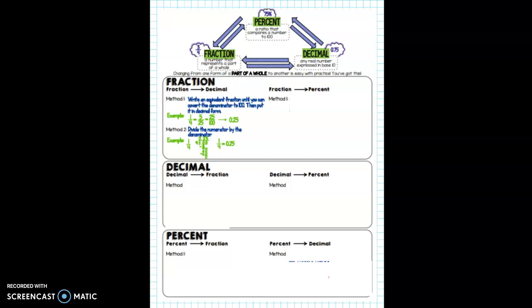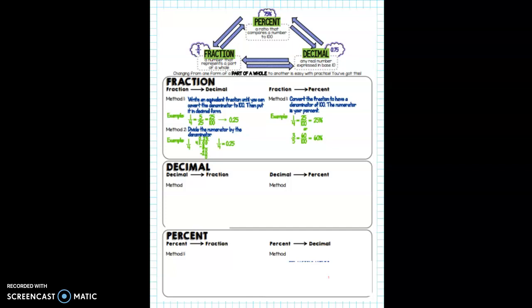Fractions to percents. Once you have a decimal, it's easy to change that to a percent. Convert the fraction you have to a denominator of 100 or divide numerator by denominator, and the numerator is simply your percent. So 1/4 we said was 25/100, 25%.